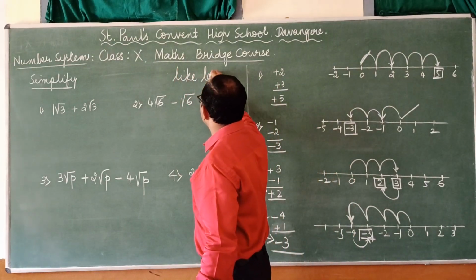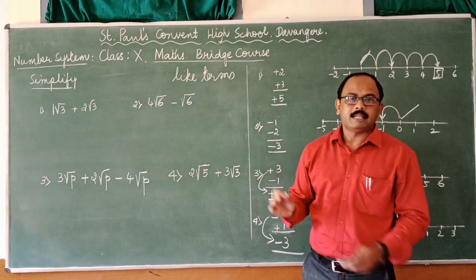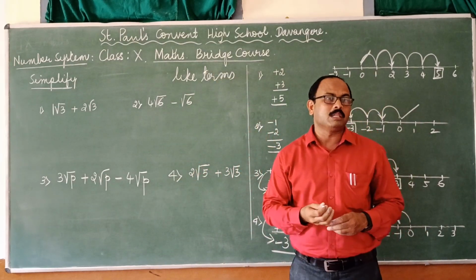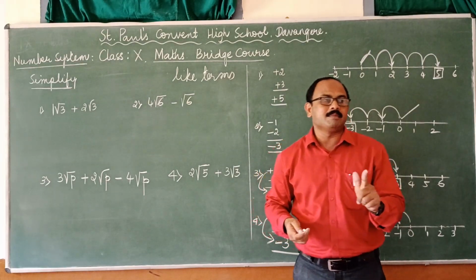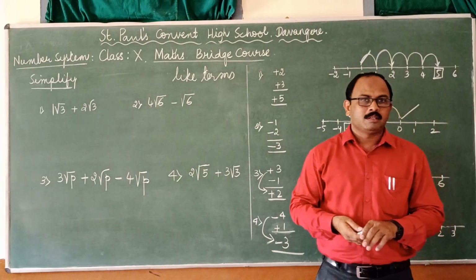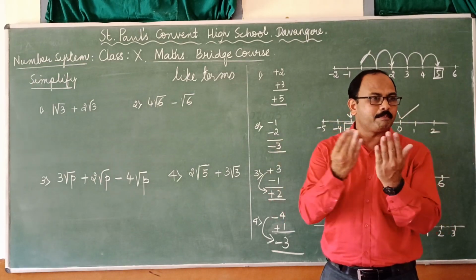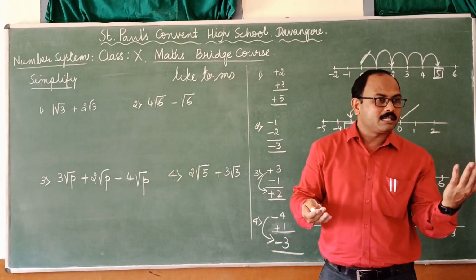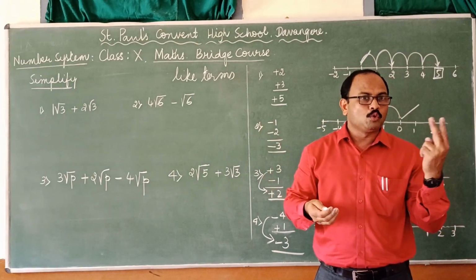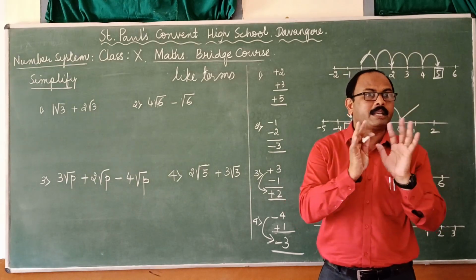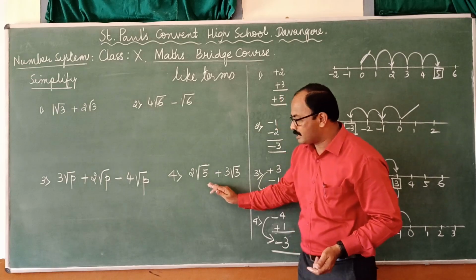Like terms. Same order and same radicand. We call them like terms. Remember, only like terms can be added. 2 pencils and 3 pencils, together 5 pencils. Pencil and pencil, like terms. 1 pencil, 2 books. It cannot be 3 books. Unlike terms. That's what is happening here, children.